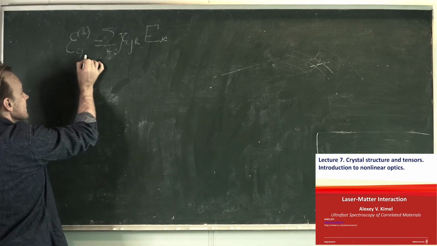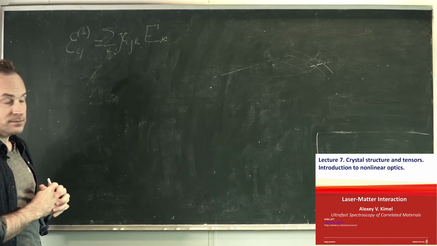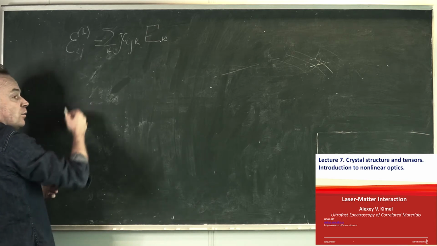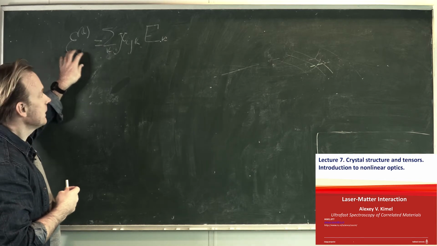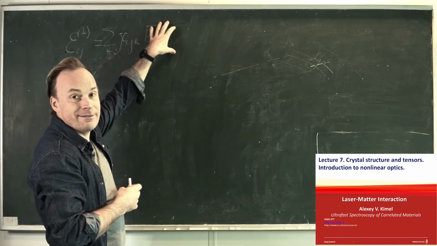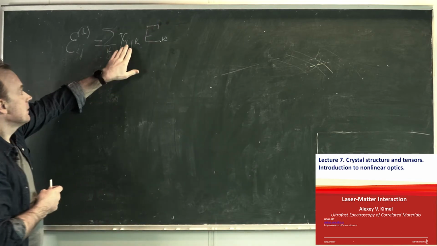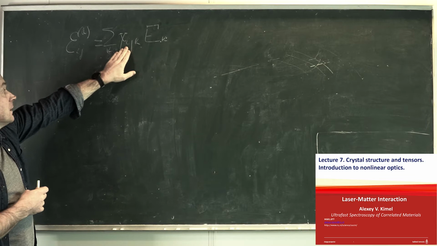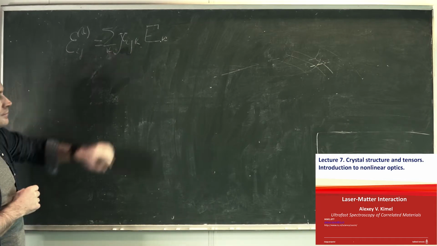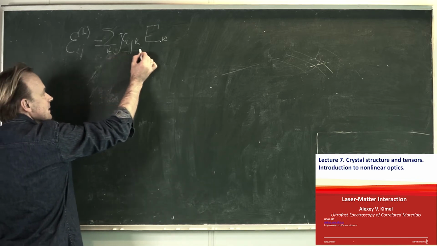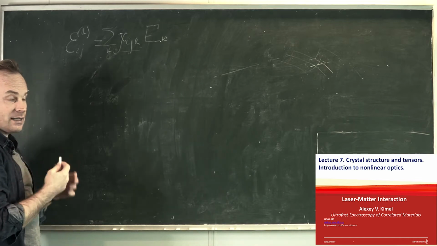The number of indices next to an element of the tensor shows you the rank of the tensor. For instance, this, what we would normally call a matrix, would be a tensor of second rank. This, what we would normally call a vector, would be a tensor of first rank. And this, chi, is a tensor of third rank. So we want to understand something about this tensor chi. This is a third rank tensor.